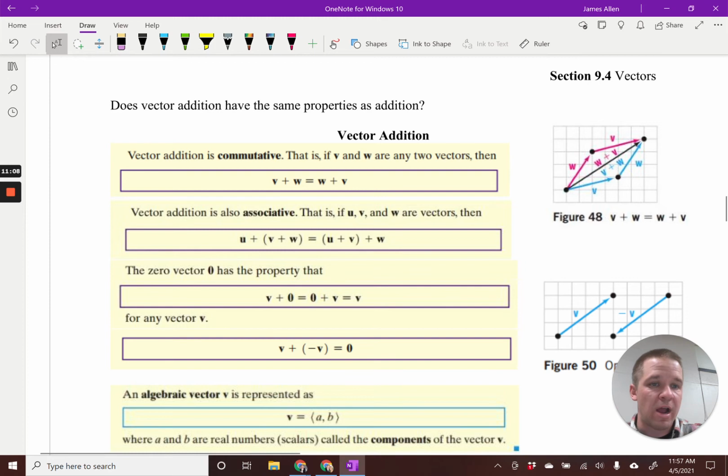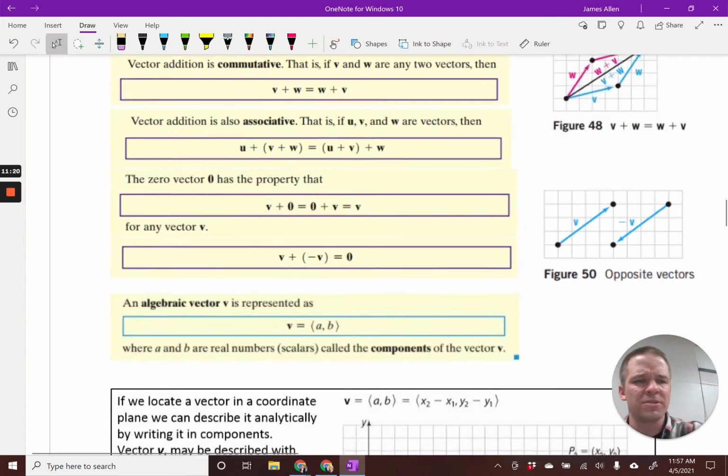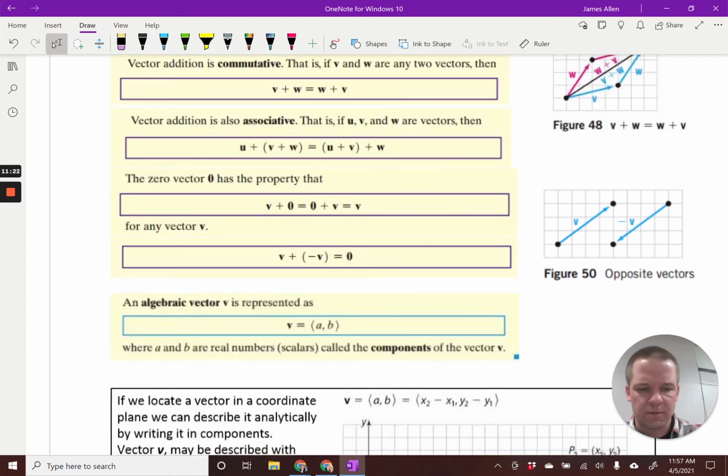And we also have the graphical representation here, where you can see that w plus v would give you the same as v plus w. And you can also see that with the v and negative v there as well. I think those are some lovely little graphics.